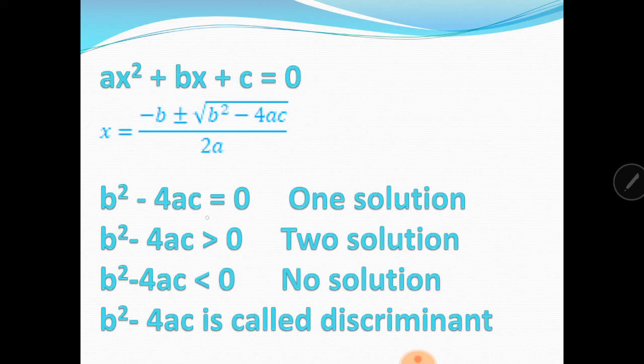b² − 4ac, if it is equal to 0, then you will find one solution for this quadratic equation. If b² − 4ac is greater than 0, then you will have two solutions. If b² − 4ac is less than 0, that means it is negative, then you will not have a real solution. Also, b² − 4ac is called the discriminant too.